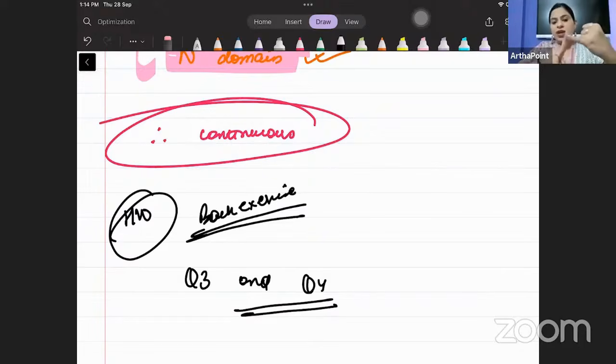क्या-क्या check करना है? N should be in the domain. Limit of the function should exist. And it should be equal to the value of the function at n. ठीक है? Okay, beta. Thank you.